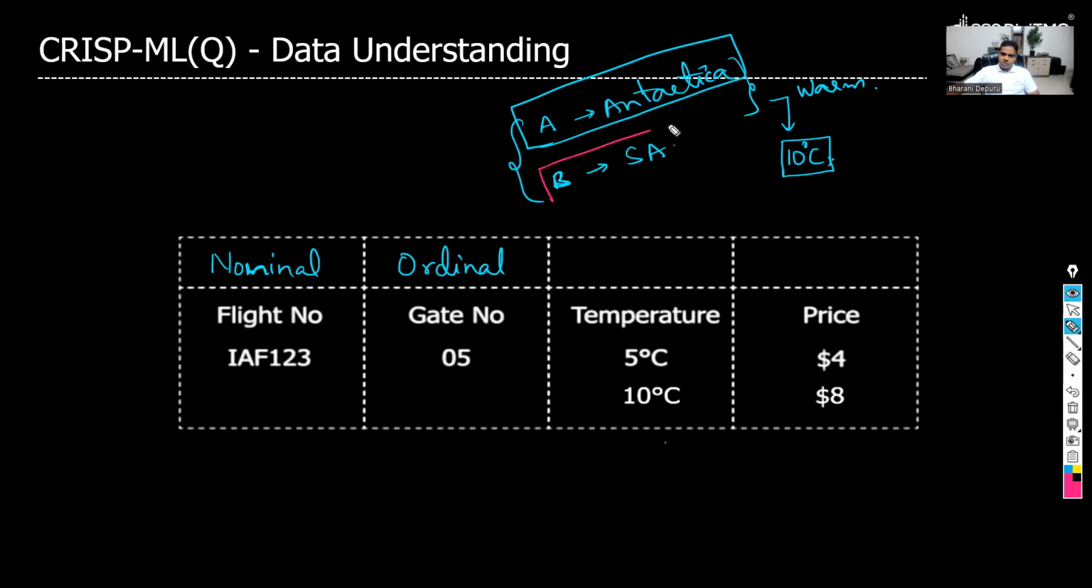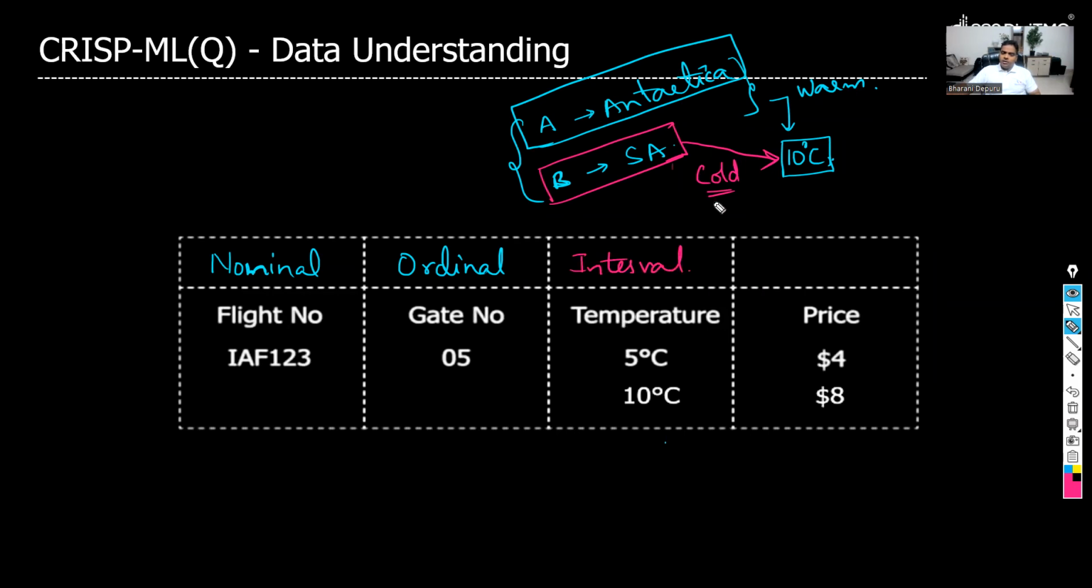And if you expose the person from Saudi Arabia to the same 10 degrees Celsius, this person who probably got used to 50 degrees Celsius might say, hey, it's very cold out here. Same temperature value, same number, but two different people have different perceptions. This kind of data, which is subjective in nature and depends on the person experiencing the value, is called interval data.